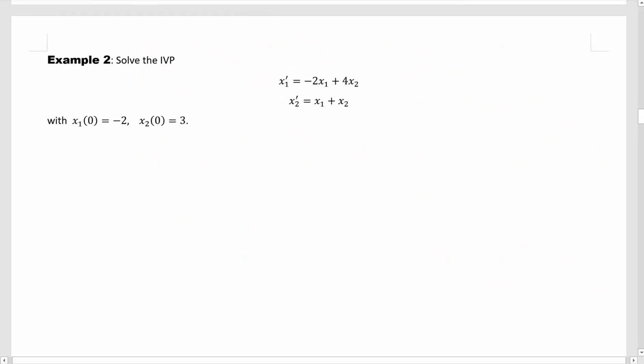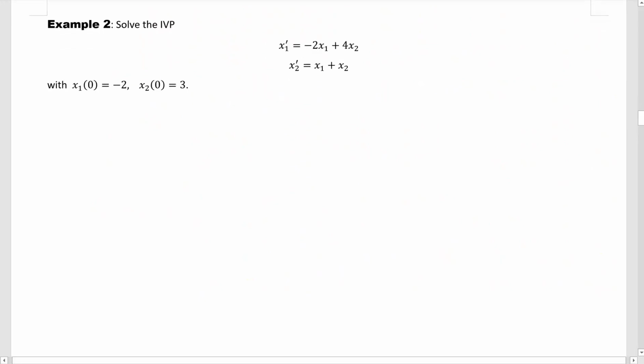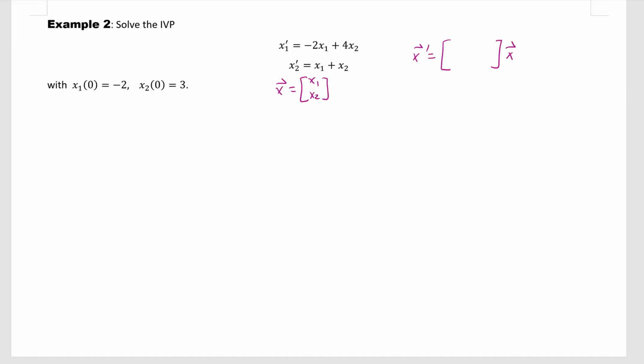So you can pause the video here and try to work on example 2. Are you done? Let's check our work. So we define x to be (x1, x2). Then x prime is (-2x1 plus 4x2, 1x1 plus 1x2). This is the matrix A.